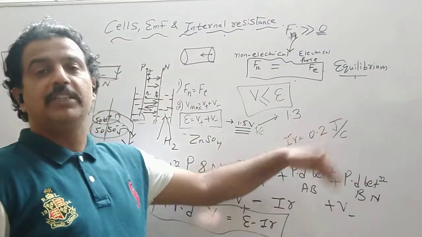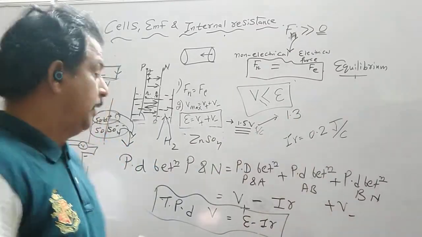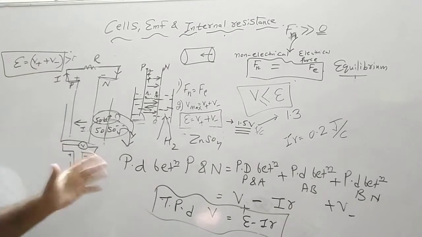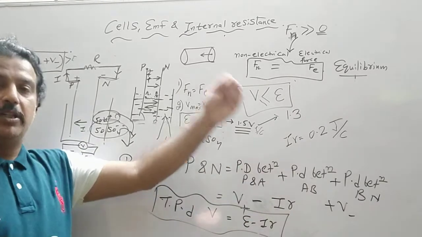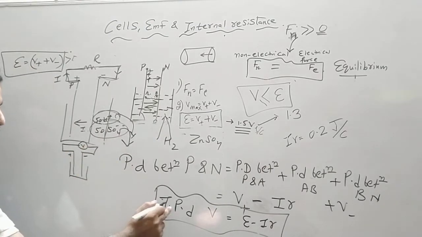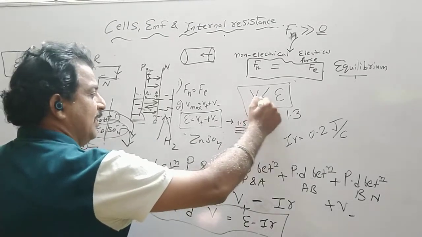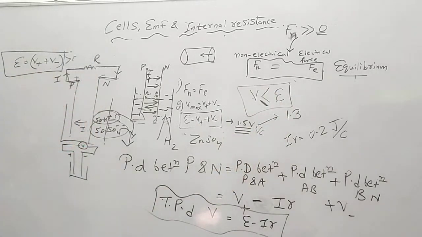0.2 joule per coulomb is being used up. So you will get only 1.3 joule per coulomb. So we will see that EMF will be measured by a device called a potentiometer. A voltmeter always measures a terminal potential difference, which will be less than, or it can be equal to, the EMF also. Let us see that situation now.